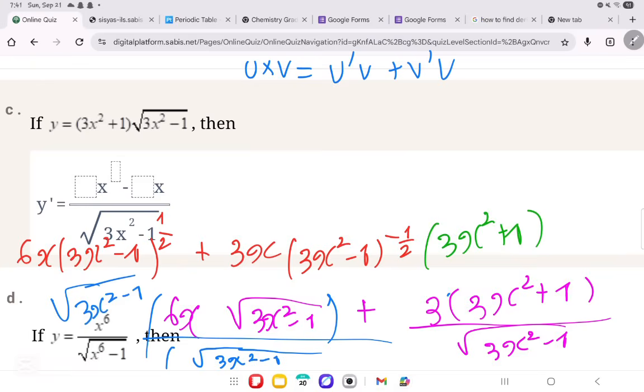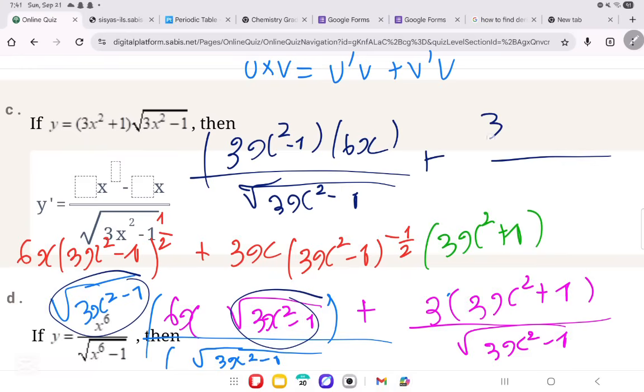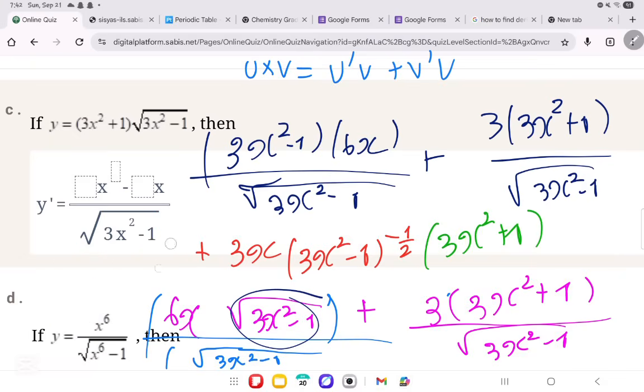Now what do we do in this scenario? In this scenario, look what's going to happen. This multiplied by this will give me what? It will give me 3x squared minus 1. So it becomes 3x squared minus 1 times 6x over what? Over radical 3x squared minus 1. In addition to what? In addition to 3 times 3x squared plus 1 over radical 3x squared minus 1. Now let's erase all of this now because we need the space.